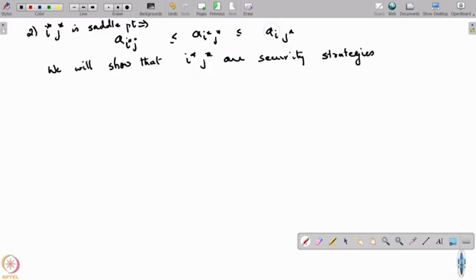Okay. So, how do I argue this? From this inequality, I want to argue that I star J star are security strategies, which means I want to argue that I star is the one that minimizes the worst case damage for the row player, and J star is the one that minimizes the worst case damage for the column player. So, how do I argue that? You could try by contradiction. There is a simpler argument here.